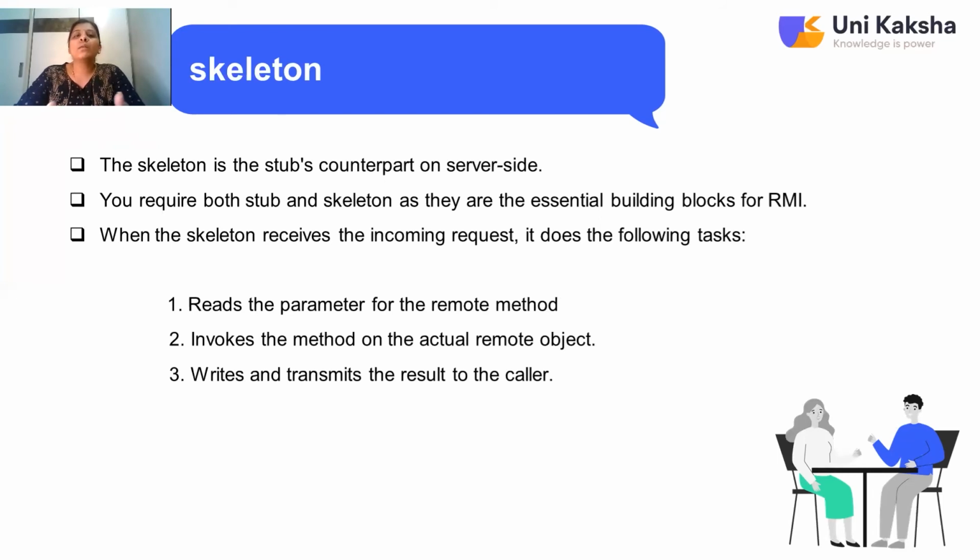So when the skeleton receives an incoming request, as it is available at the server side, the request will arrive at the server, and then the skeleton is going to perform three different tasks. First, it is going to read the parameters for the remote method, then it will invoke the method on the actual remote object, and finally it will write and transmit the result to the caller, or to the other JVM machine. So this is all about the skeleton. The stub resides at the client side and the skeleton resides at the server side.